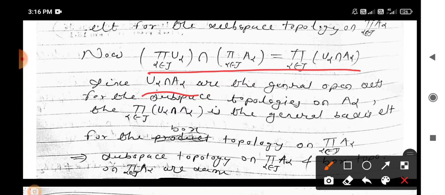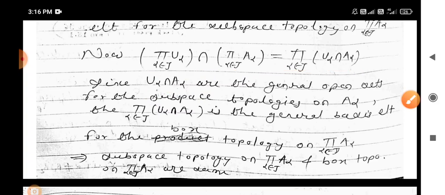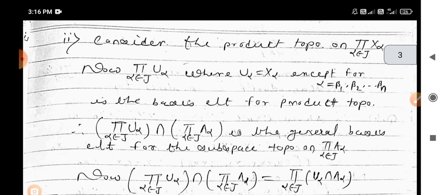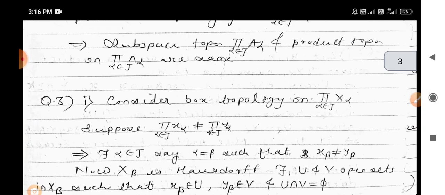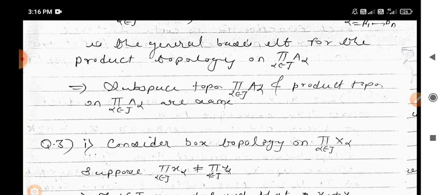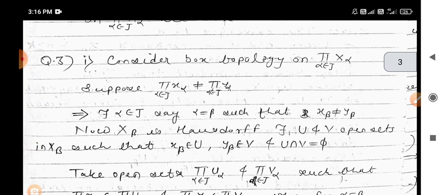So the product of U alpha intersection A alpha forms a basis element for the box topology on the product of A alpha. That is, the subspace topology on the product of A alpha and the box topology on the product of A alpha give the same basis collection. Therefore these two topologies are the same. In the same way the same thing is done for product topology. That is, we prove that the subspace topology on the product of A alpha and the product topology on the product of A alpha are the same. The result is the same.